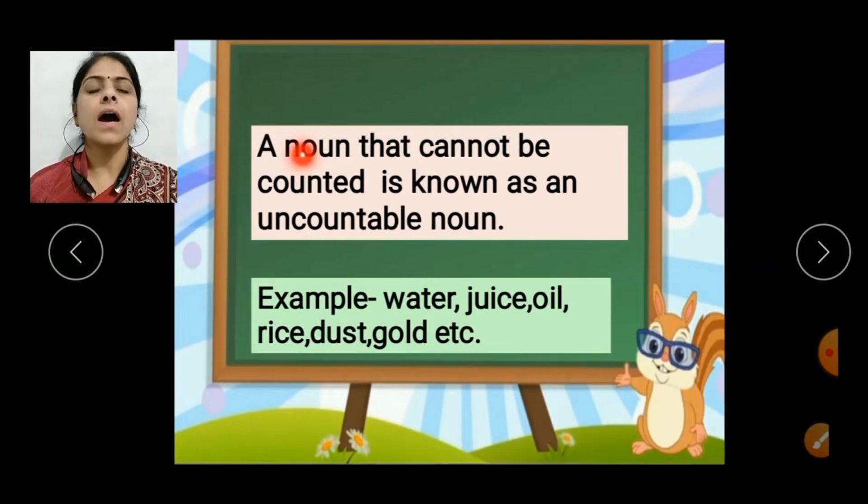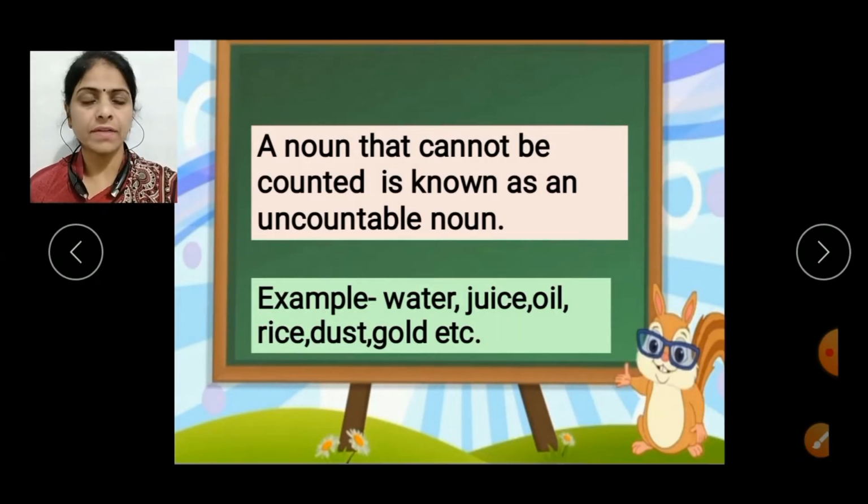Now let's have uncountable noun. Here, a noun that cannot be counted is known as an uncountable noun. Let's have the examples like water, juice, oil, rice, dust, gold. These cannot be counted. So these are uncountable nouns. We cannot count water, we cannot count dust, we cannot count gold. We cannot count them by using numbers.